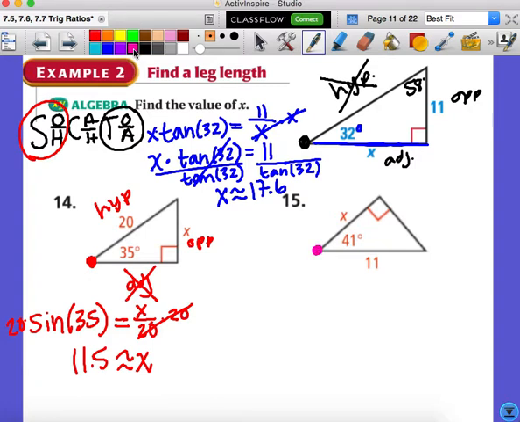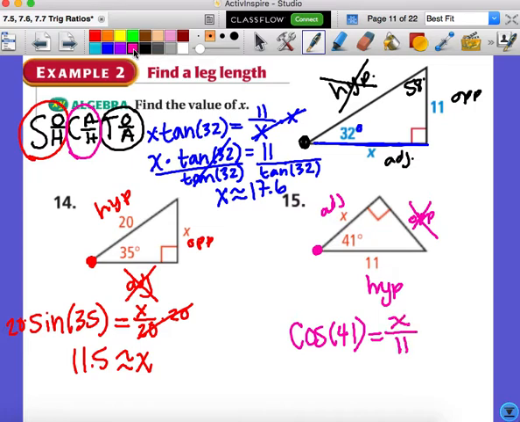So the last one, our viewing eye is at 41. This is my hypotenuse, my opposite, and my adjacent. My opposite doesn't have a number or a letter on it, so I can't use the opposite. So adjacent and hypotenuse, that's the cosine ratio. So the cosine from my viewing eye, or from 41, should equal the adjacent side over the hypotenuse. Since x is being divided by something, I'm going to multiply by that something. And then I'm going to have my calculator do 11 times the cosine of 41, and I find that x is approximately 8.3.